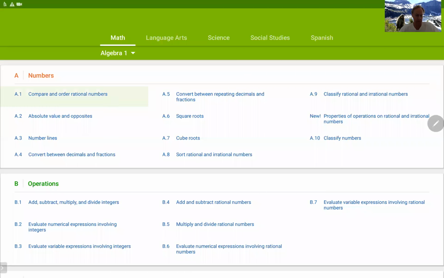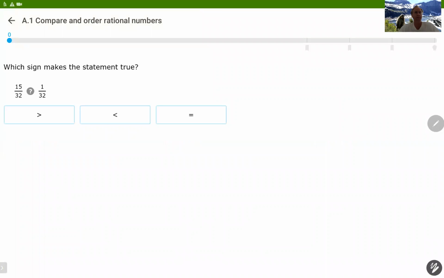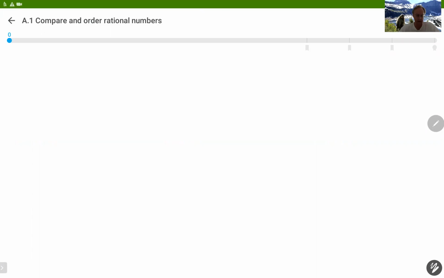I'm going to be doing comparing and ordering rational numbers. This first one, we want to use an inequality and describe the comparison. And obviously 15 is greater than 1, and we have a common denominator. So we want greater than.